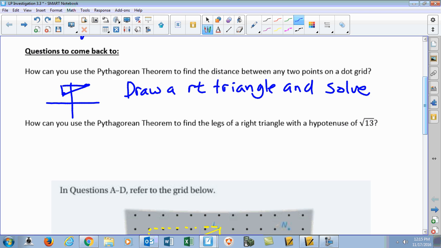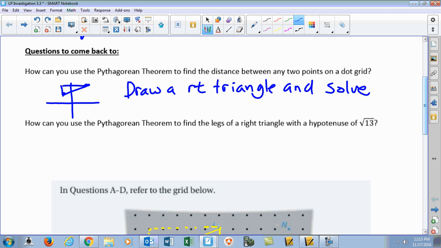We had to come up with the two legs, so we can find the distance between the 2 points, which is always the hypotenuse, or at least in these cases it was, right? If they gave us a vertical line as the distance, we'd be finding a leg when we draw the right triangle, or we could just count the dots.